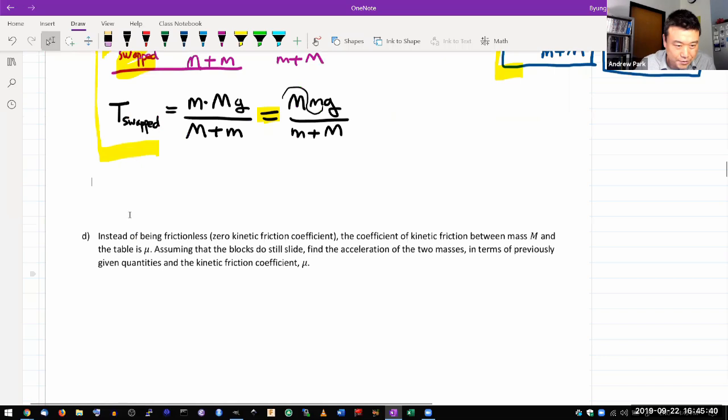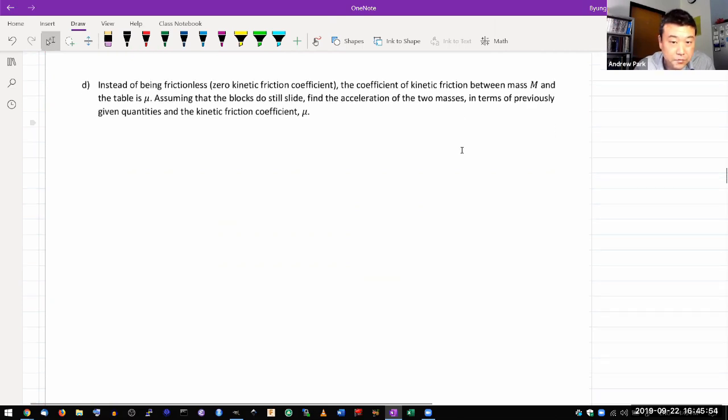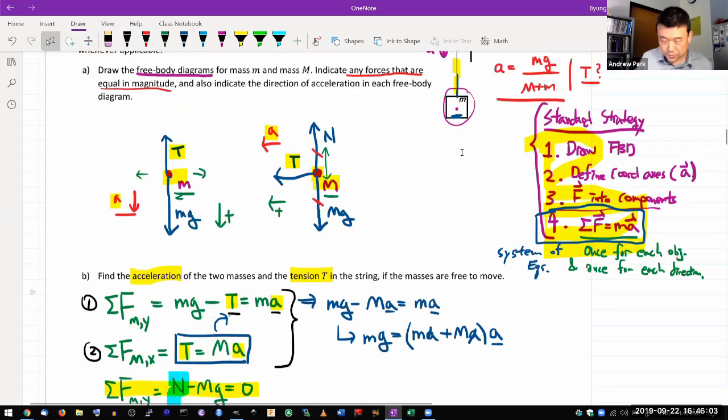Let's do question D. Instead of being frictionless, there's a coefficient of kinetic friction. It says find the acceleration of the two masses. Let me start from scratch. I will copy over one thing, which is what I wasn't asking you to do anyway. That's the standard strategy, because the earlier part of the question walked you through the standard strategy.